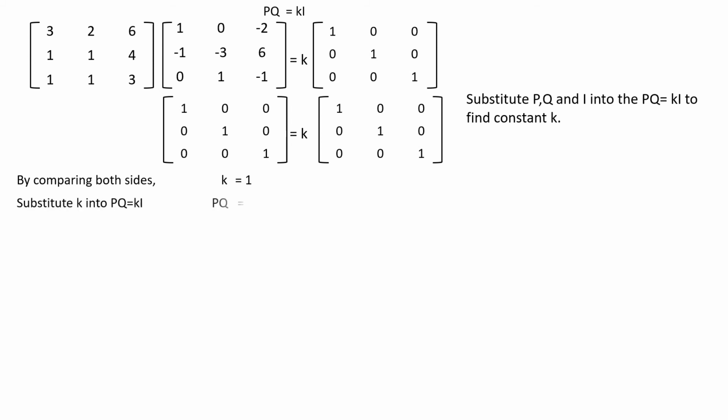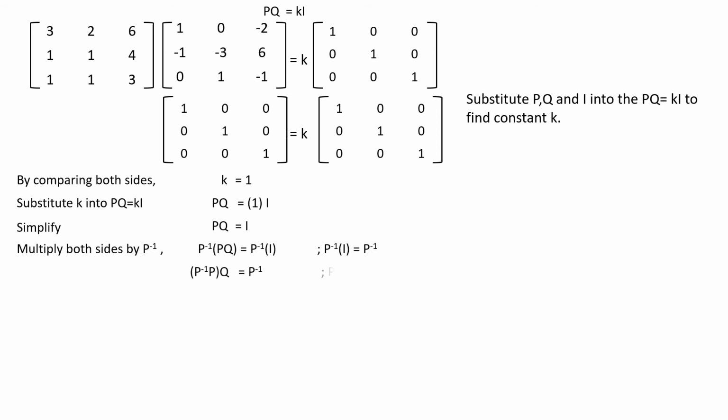Next, substitute the K into the equation where the matrix P multiplied with matrix Q equals 1 multiplied with identity matrix. Simplify the equation where the multiplication of matrices P and Q equals identity matrix. Next, multiply both sides by the inverse matrix of P, and for the right-hand side, the inverse matrix of P multiplied with identity matrix equals the inverse matrix of P.